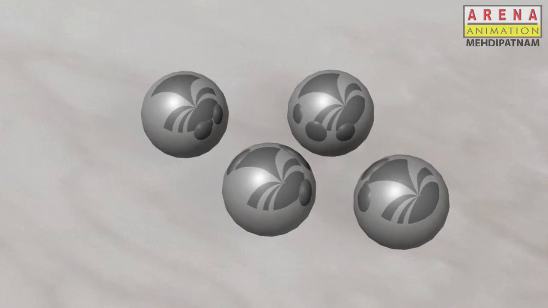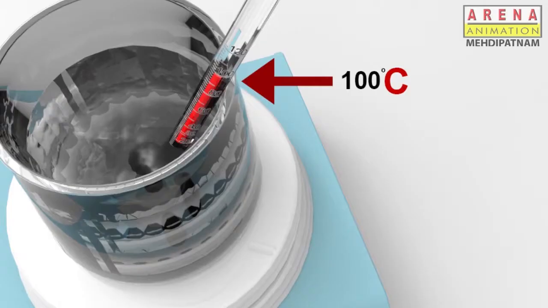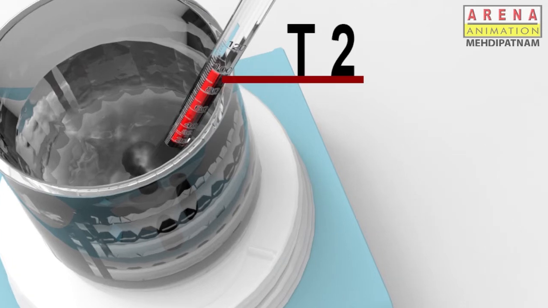Now take a few lead shots and place them in hot water. Place the thermometer inside the hot water. Heat the lead shots up to 100 degrees Celsius as shown on the thermometer. Let this temperature be T2.